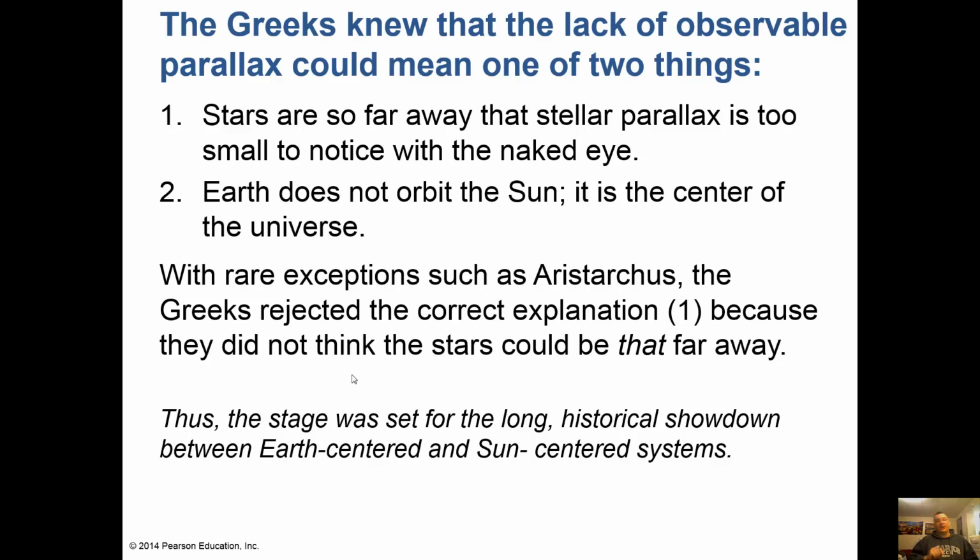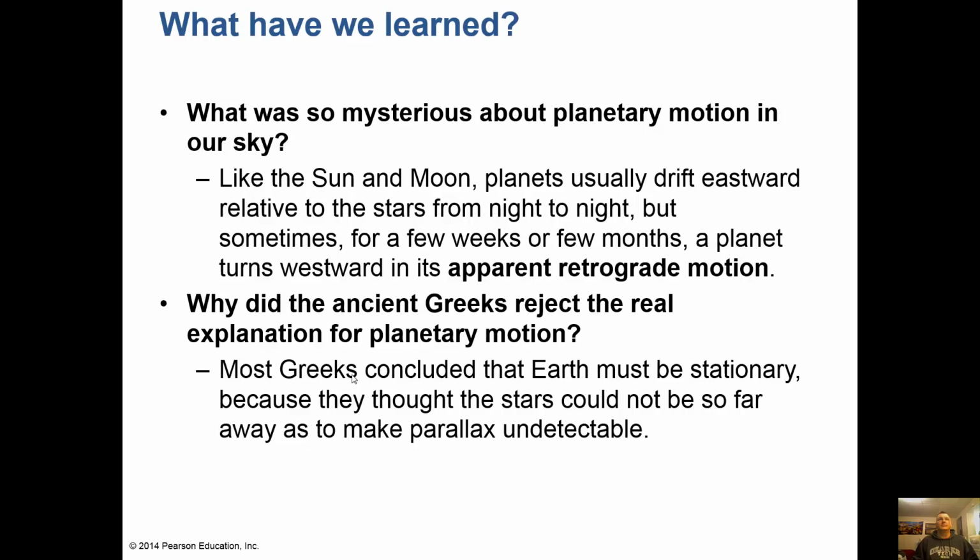And so this set up a long-standing controversy where the stage was set for a long historical showdown between Earth-centered and Sun-centered systems. So what was so mysterious? Well, like the Sun and Moon, the planets usually drift eastward relative to the stars from night to night. Sometimes for a few weeks or even a few months we see backwards motion called retrograde motion.